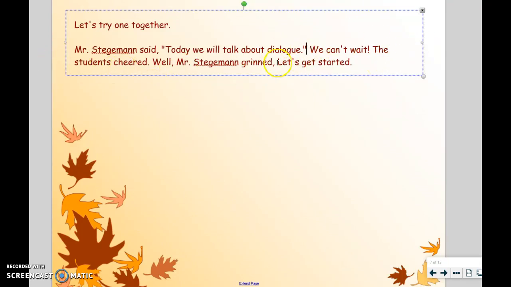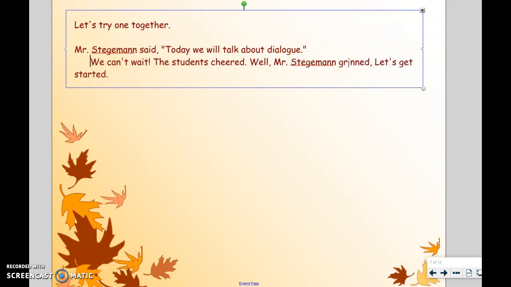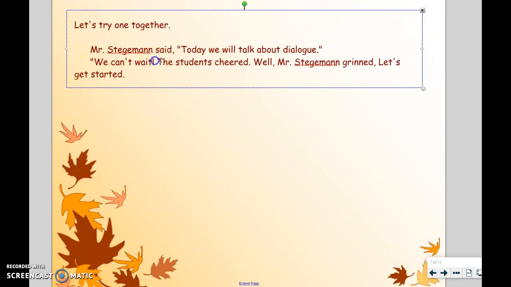"We can't wait," the students cheered. That looks like it's somebody new talking. So I'm going to go ahead and hit enter here. And I'm going to hit the tab key. Actually, put the tab keys over there as well. That way I know that this is a new person talking. And again, I have to make sure I put quotation marks around that as well. That way I can tell that this is what the students actually said.